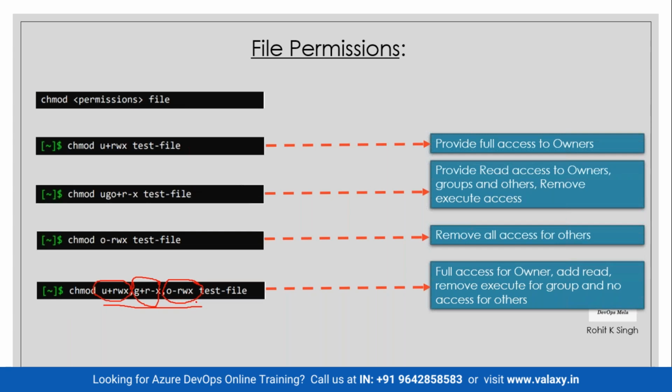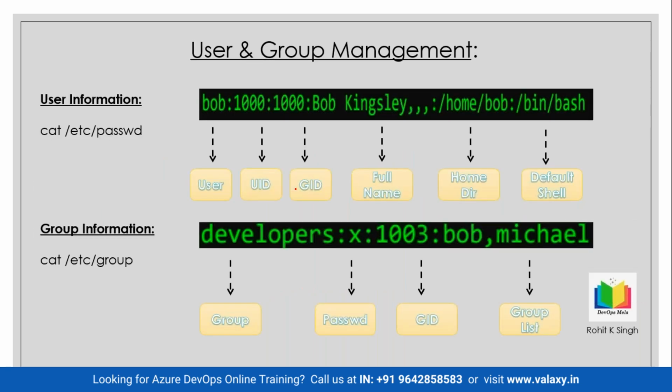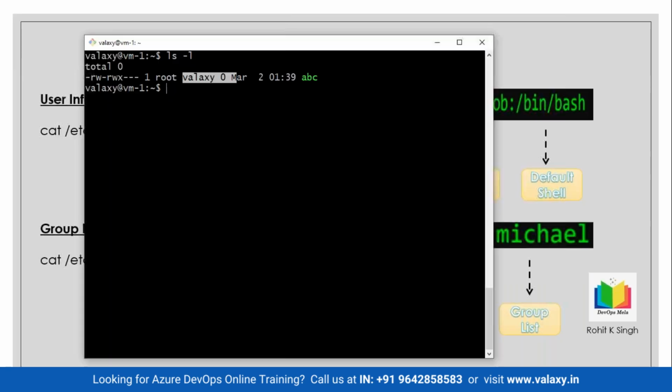Same way, if you want to do it using octal, 750, 660, 555, 777. All the file permissions are given. You just need to run these commands and try them. Okay, user and group management. Before I start this new topic, does anyone have any questions, any doubt, anything you want to understand more?